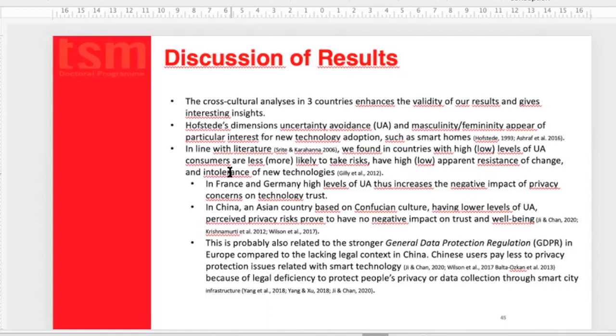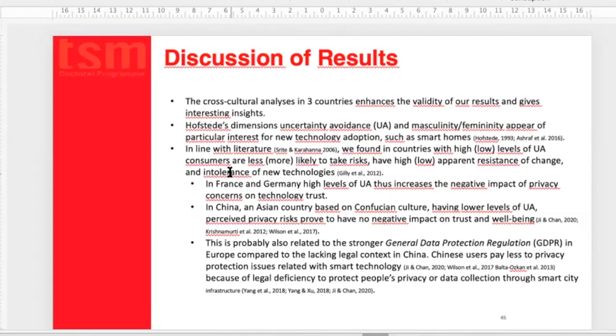So in line with literature, we found that countries with high levels of UA, clearly Germany and France, are less likely to take risks and thus have higher resistance to change and intolerance to technologies. So as they perceive more risks, they're more reluctant to adopt new technologies. Whereas on the opposite side, countries with low levels of UA are more likely to take risks and more likely to adopt technologies. So therefore, in Germany and France, high levels of UA increase the negative impact of privacy concerns, so that people even perceive more important privacy concerns.